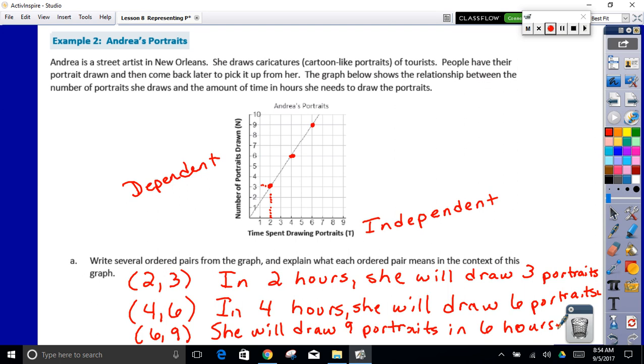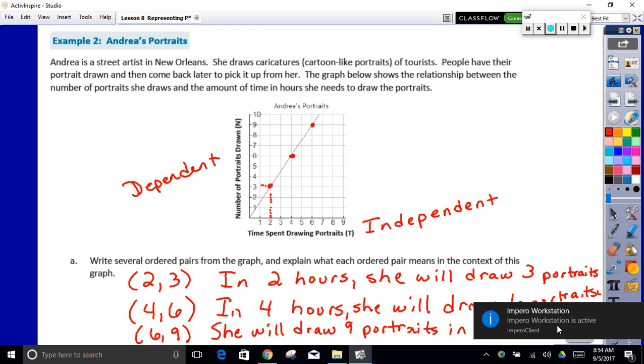Eli? 1.5. She could do 1.5. If she can draw 3 in 2 hours, what did you do to get the 1.5? What did you do to these numbers here? Okay. 3 divided by 2 gives us 1.5. We could divide 6 divided by 4, 9 divided by 6.